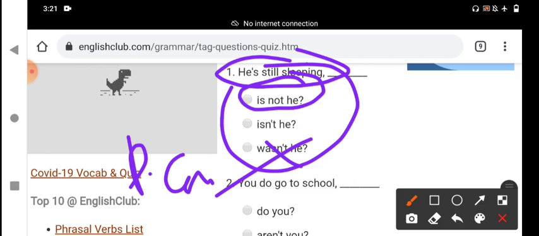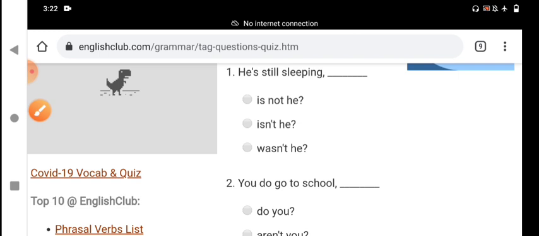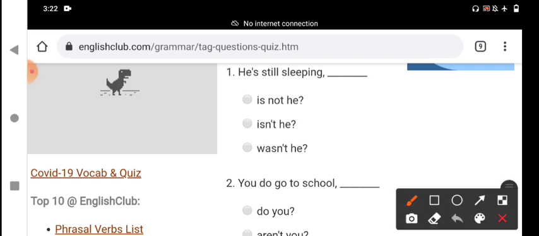The structure of the question tag is verb plus pronoun, only pronoun. If it is negative, we should add "not". We never write or speak the question tag in the expansion form, only in the contracted form. So what is the answer? "Isn't he?" He is. That is the correct answer. The second one is the correct answer.